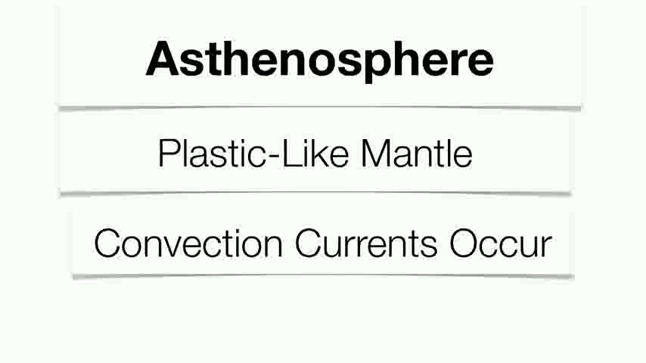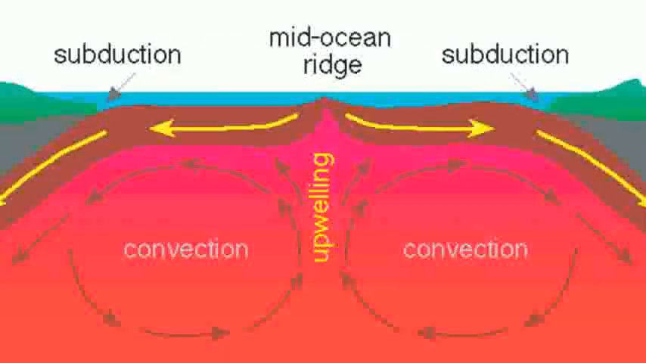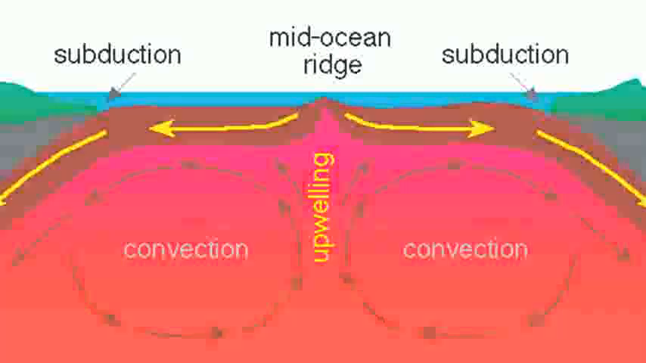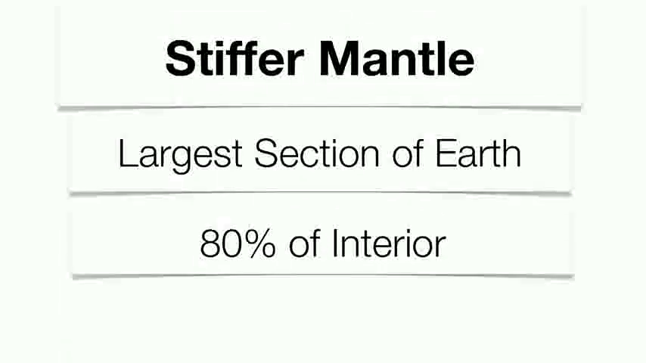A heat transfer called convection takes place there. And we'll get into a lot more detail about convection later on in the school year. It's the upper part of what we call the stiffer mantle. Now you can see the diagram here shows you the convection going on. Again, we'll explain this in a lot more detail later on in the school year. The stiffer mantle is going to be important because it's our largest section of the Earth. It takes up about 80% of the Earth's volume on the interior. So it's a very, very big section.